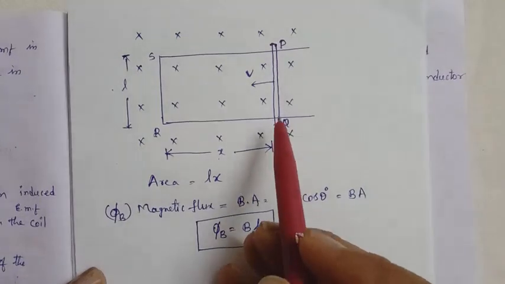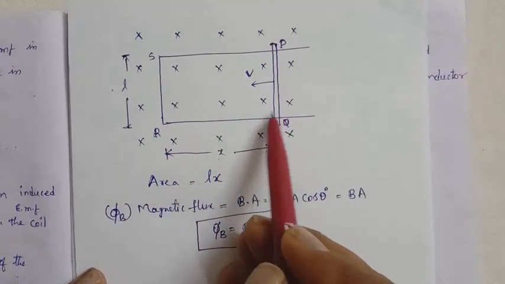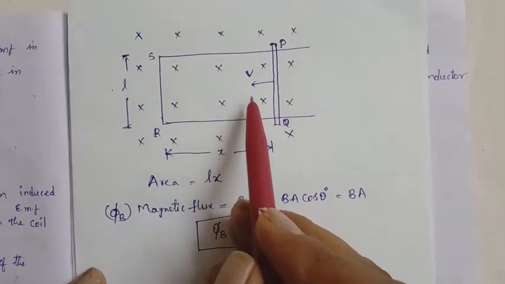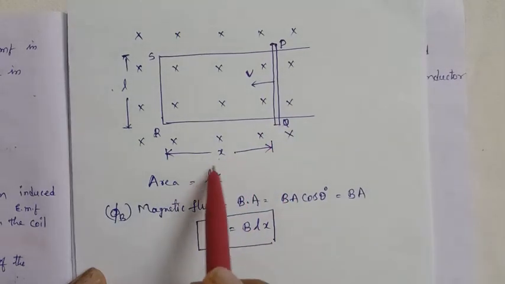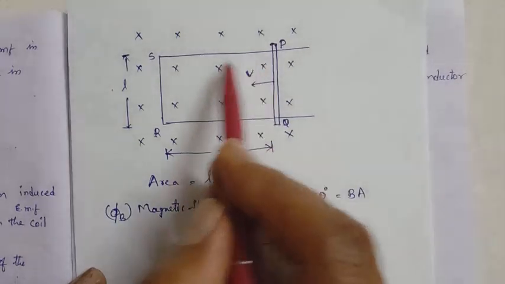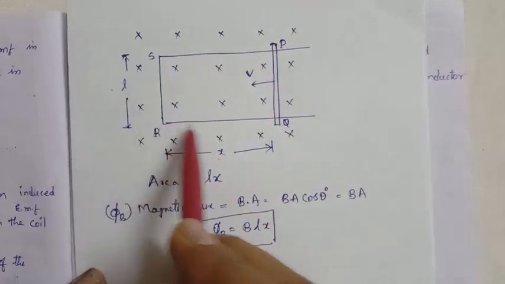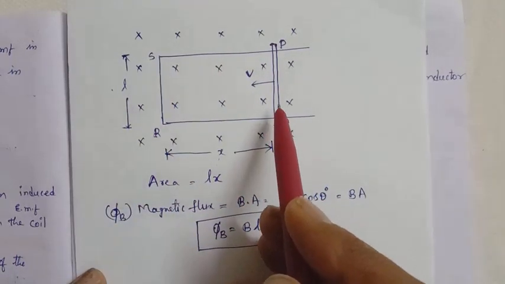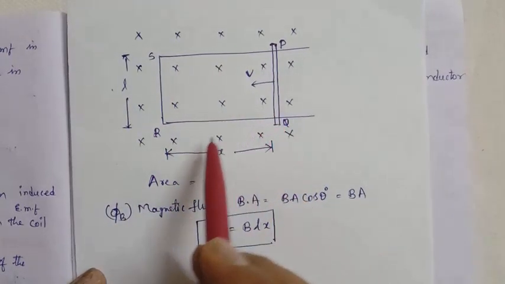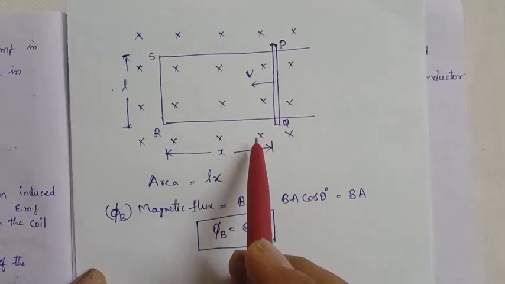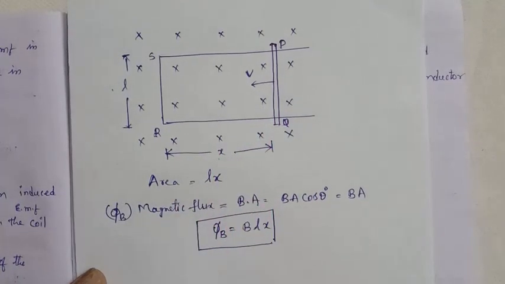So when this rod is moving towards the left, at that time this x value decreases. Automatically there is a change of magnetic flux. So by moving this rod, there is an induced EMF. This phenomenon is called motional EMF, motional electromotive force.